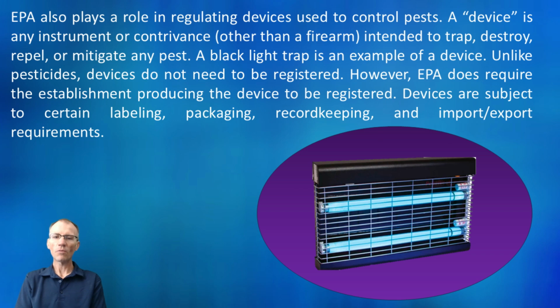EPA also plays a role in regulating devices used to control pests. A device is any instrument or contrivance other than a firearm intended to trap, destroy, repel, or mitigate any pest. A black light trap is an example of a device. Unlike pesticides, devices do not need to be registered. However, EPA does require the establishment producing the device to be registered. Devices are subject to certain labeling, packaging, record keeping, and import-export requirements.